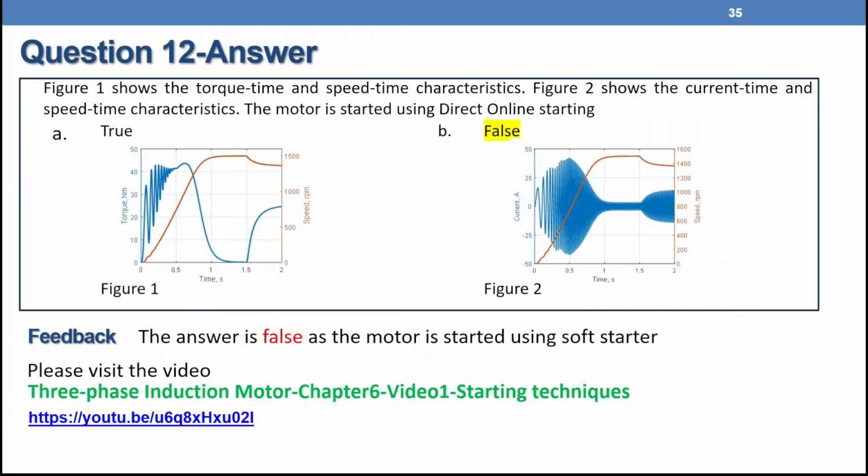Question 12. Figure 1 shows the torque time and speed time characteristics. Figure 2 shows the current time and speed time characteristics. The motor is started using direct online starting, so definitely the answer is false, because as we can see here, the frequency changes at the starting point, so the machine is operating under soft starter or soft starting techniques. So please visit the video Three-Phase Induction Motor, Chapter 6, video number 1, Starting Techniques.